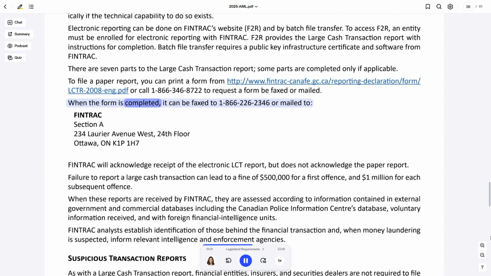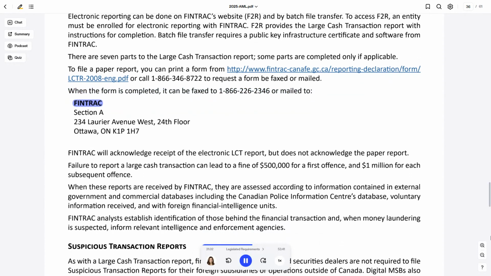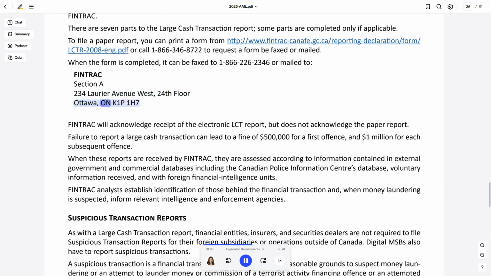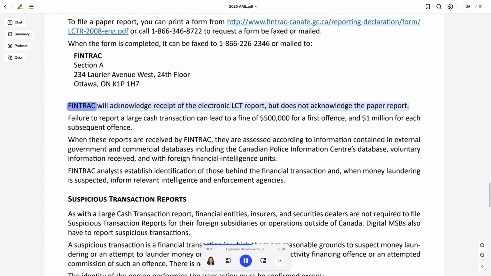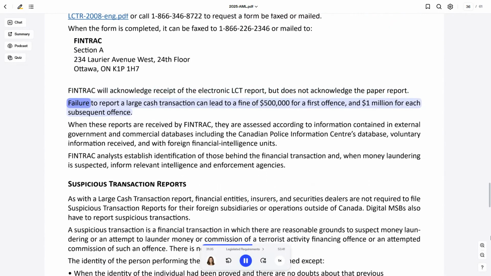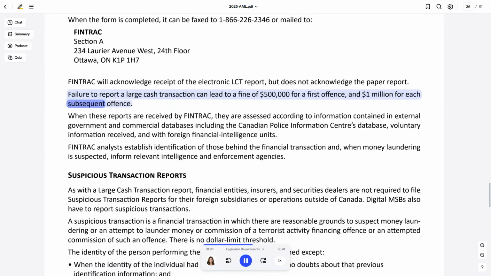When the form is completed, it can be faxed to 1-866-226-2346 or mailed to FINTRAC, Section A, 234 Laurier Avenue West, 24th floor, Ottawa, ON K1P 1H7. FINTRAC will acknowledge receipt of the electronic LCT report, but does not acknowledge the paper report. Failure to report a large cash transaction can lead to a fine of $500,000 for a first offense and $1 million for each subsequent offense.